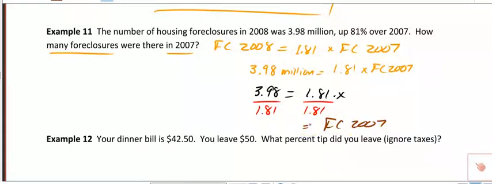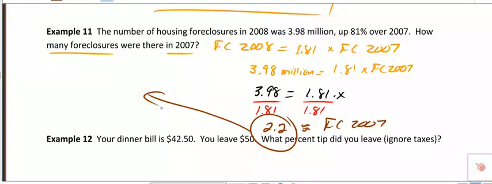So 3.98 divided by 1.81 gives me 2.198, so we'll say 2.2. Use my little wiggly lines that mean approximately equal to 2.2. So what does that mean? That in 2007, the foreclosures were approximately 2.2 million.